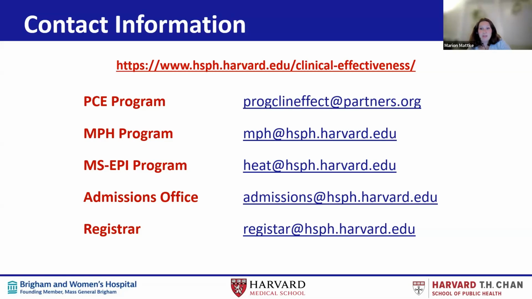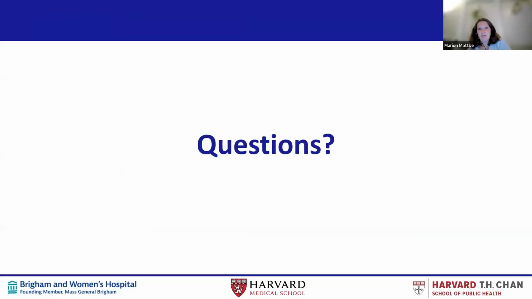If you have questions for us, reach out. The PCE program is the first email listed, goes to me and my team. We'll be happy to direct you to the right people if we don't know the answer. But we've also listed the contact information for the MPH as well as the MS EPI program, the admissions office, and the registrar. So with that, we'll take the next slide and open up for questions.